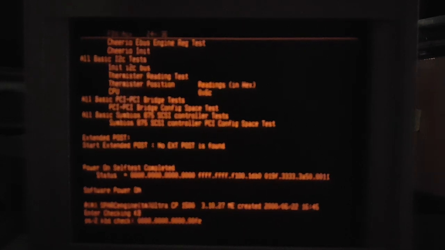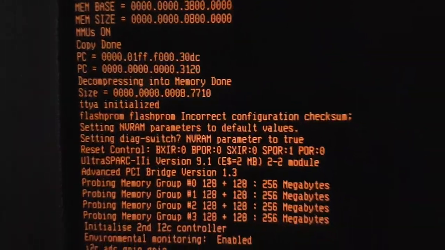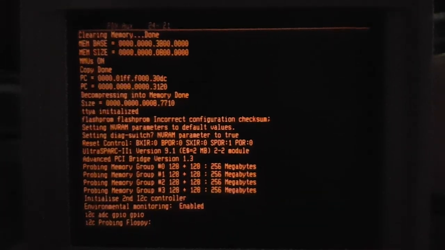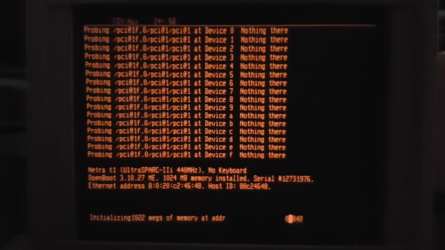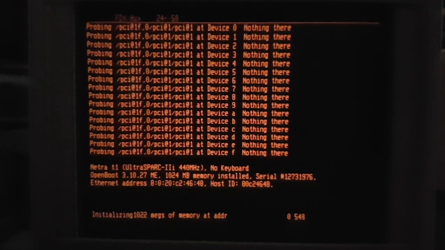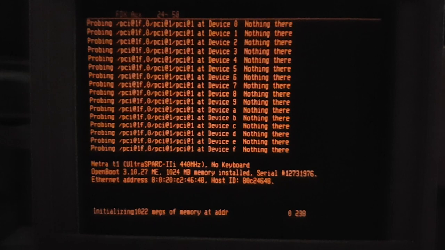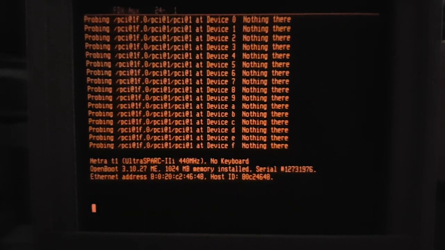Don't worry, the camera will get focus again after it figures out its memory tests. I mean, who wants to see dots on a screen anyway? Yeah, maybe it'll focus, maybe it won't. Who knows? There. Wow, look at all that memory. Ultra SPARC 2i, 440 megahertz. This is a museum piece.